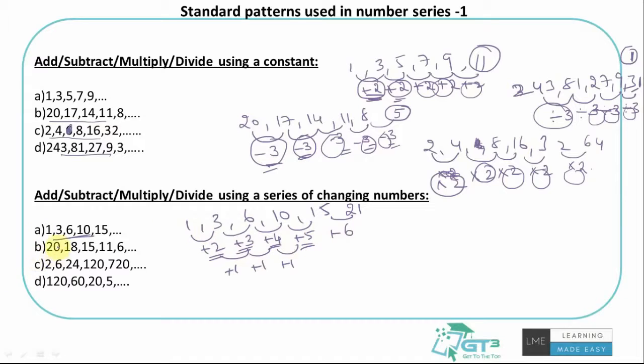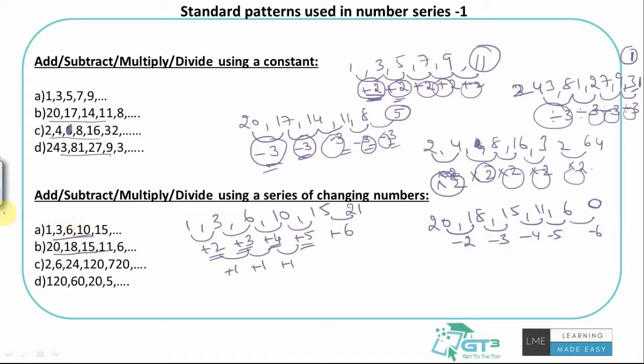Let's look at another example, 20, 18, 15, 11, 6. I have to subtract 2 from 20, then 3, 4 and 5. So technically I should be subtracting 6, right? Minus 2, minus 3, minus 4, minus 5 and minus 6. So 6 minus 6 would be 0, which is my next term. So that's how I will see the series.